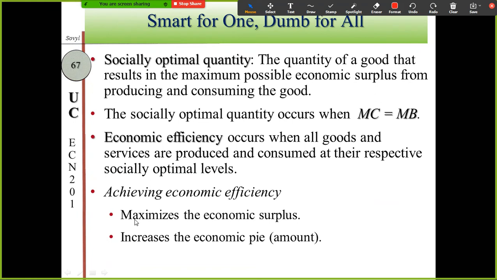Achieving economic efficiency maximizes the economic surplus and increases the economic pie. The economic pie is the amount of economic activity or economic benefit. A pie is like a cake, or like pizza. If you have a big cake, every slice tends to be a bigger amount. If you have a bigger pizza, every slice of pizza tends to be big. But if you have a small pizza, every slice tends to be small. That's why achieving economic efficiency is to maximize the economic surplus, to increase the economic pie.